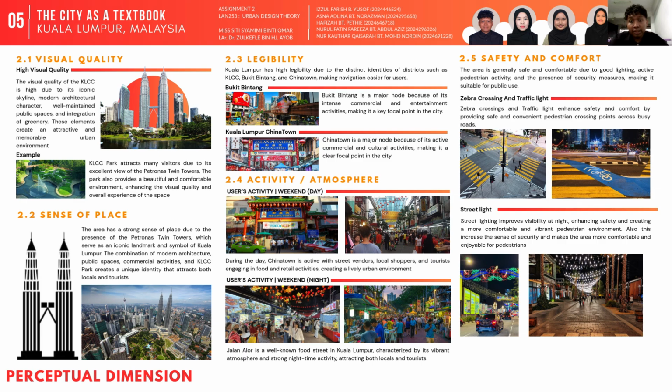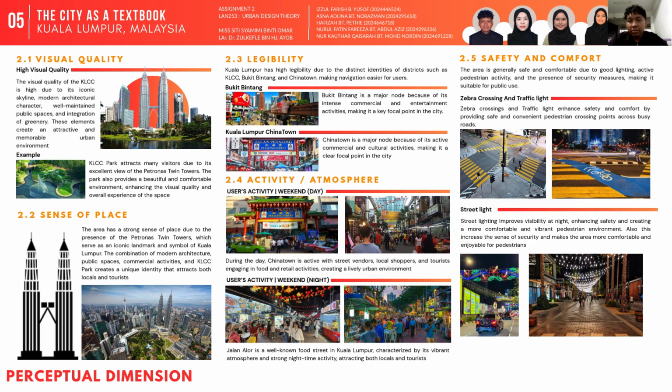The third aspect is legibility. Legibility refers to how easily people can understand and navigate a city. In Kuala Lumpur, areas such as Bukit Bintang and Chinatown have clear and distinctive identities. Bukit Bintang is well known as a commercial and entertainment district, while Chinatown is famous for its cultural heritage, street markets, and food attractions. These distinct characteristics help visitors identify different parts of the city and navigate more effectively.